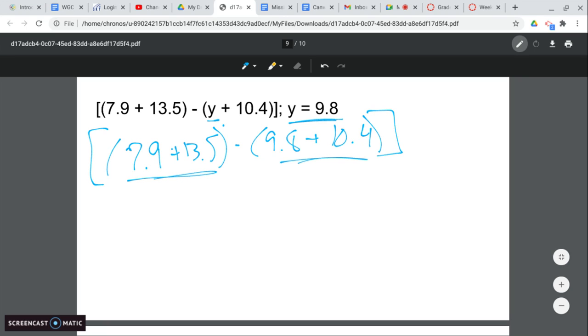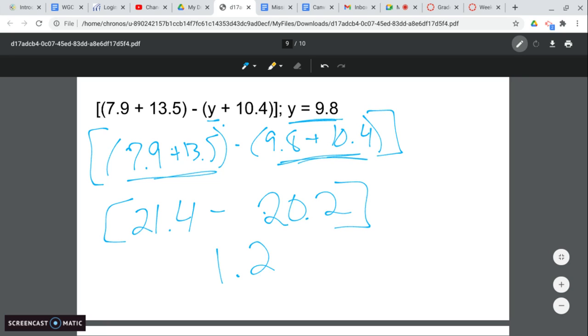So 7.9 plus 13.5 is going to give us 21.4 minus, now we do the second one over here, 9.8 plus 10.4, which is going to give us 20.2. Now we'll subtract. So we take 21.4 minus the 20.2, and we're going to get 1.2. So all that craziness up there worked down to just 1.2.